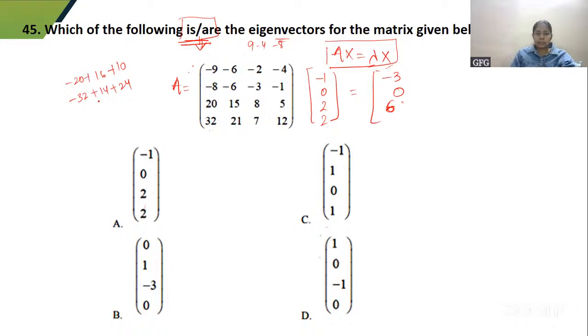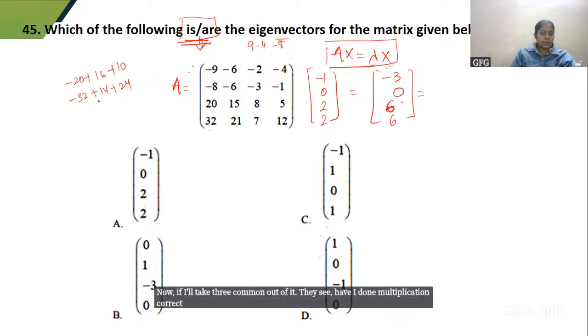38 minus 32. That would give me 6. Now, if I take 3 common out of it, guys, see, have I done multiplication correct? Right? Have I done multiplication correct? Now you can see that it is not x, but they said A into x. What I have done, I have multiplied A with the vector x. Now I just want it to be equal to lambda x.